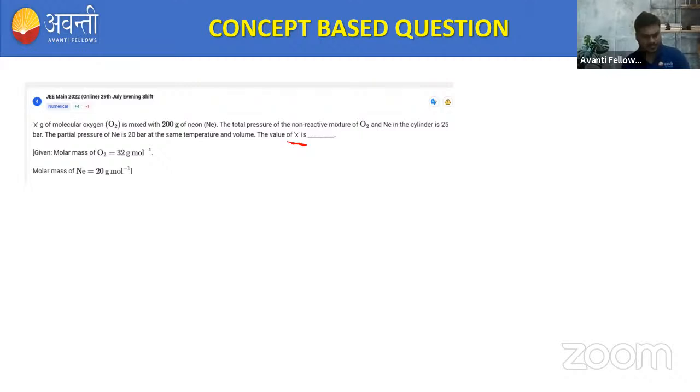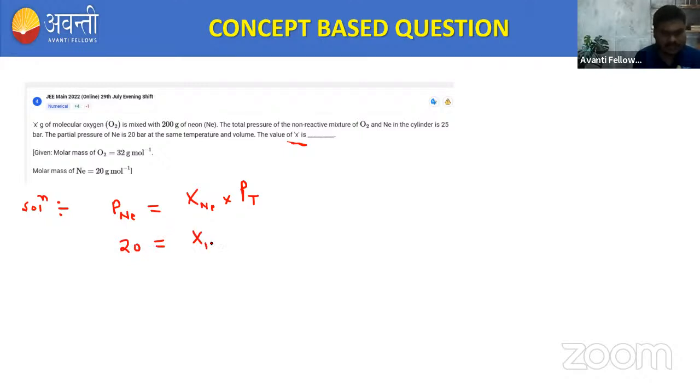X gram of molecular oxygen. So you have to calculate the value of x, the mass of the solute, right? So x gram of this you need to calculate. How will it be found? Apply the same formula, just like the previous one. That is the partial pressure of neon in this case that you need to calculate. So partial pressure of neon is equal to the mole fraction of neon multiplied by the total pressure. Now partial pressure of neon is given, that is 20. Mole fraction of neon you need to calculate, and PT is also given, that is 25.